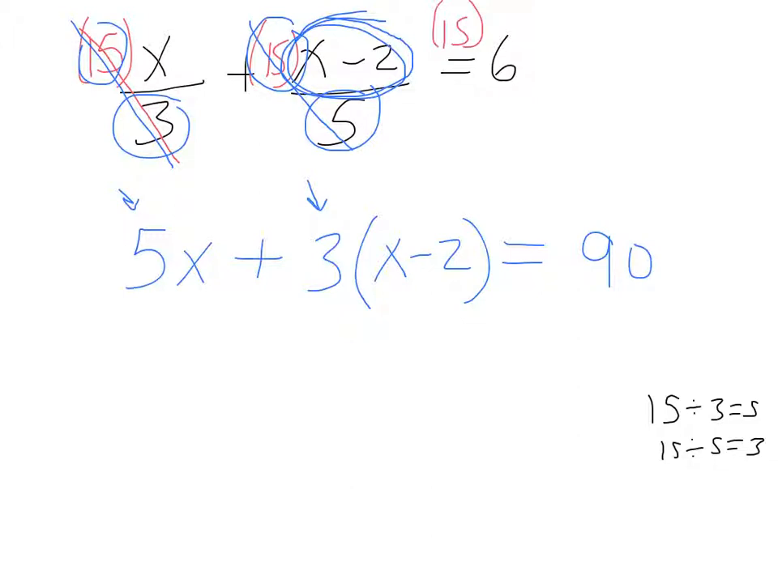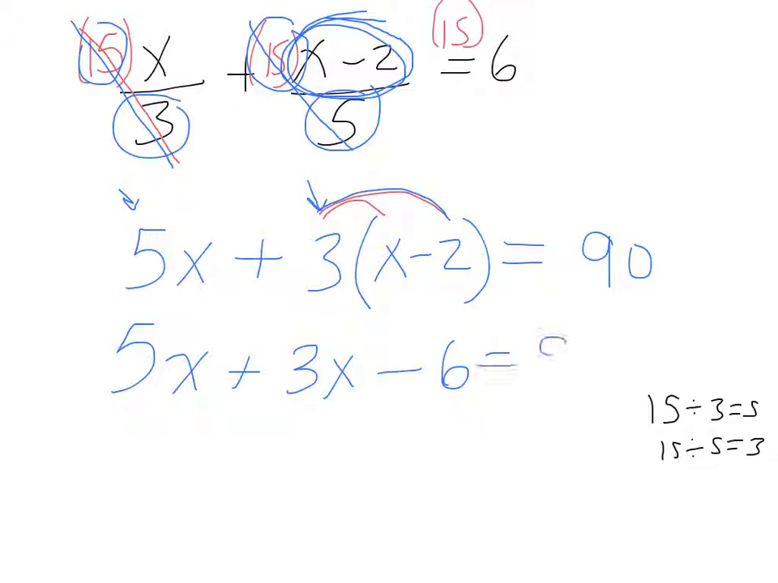So now pause and do the next step, right? The next step would require getting rid of the brackets. And to get rid of the brackets, we all know that we do distributive law or rainbow rule. So do that. Pause the video and do that. Okay, so you hopefully have this as your next step. 3 times x is 3x. 3 times negative 2 is negative 6 equals 90.